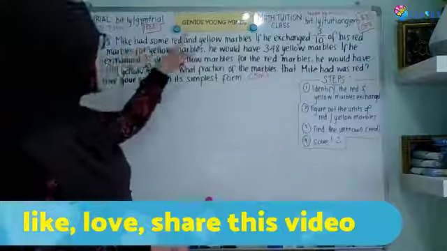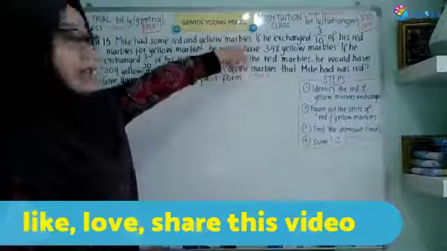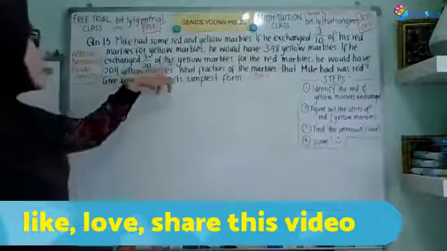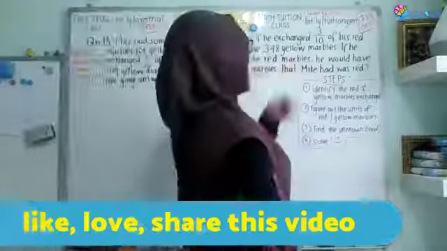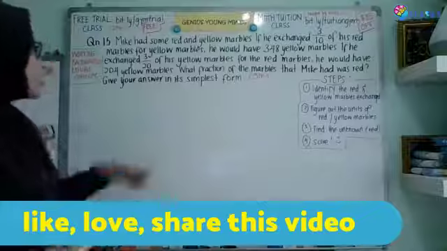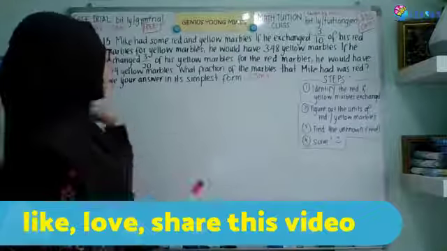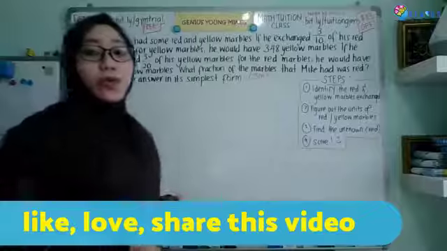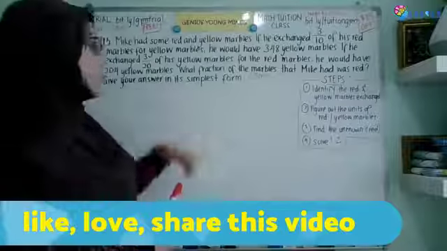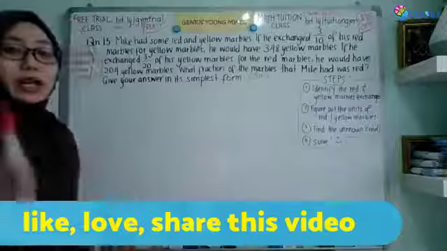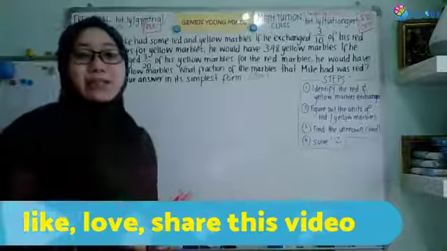Mike had some red and yellow marbles. If he exchanged 3/10 of his red marbles for yellow marbles, he would have 3/8 yellow marbles. If he exchanged 3/20 of his yellow marbles for the red marbles, he would have 2/4 yellow marbles. What fraction of the marbles that Mike had was red? Give your answer in its simplest form.